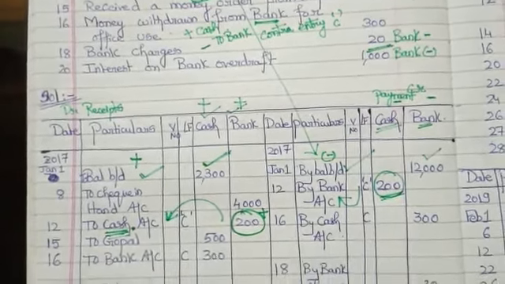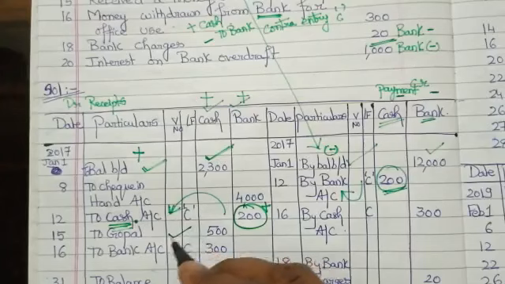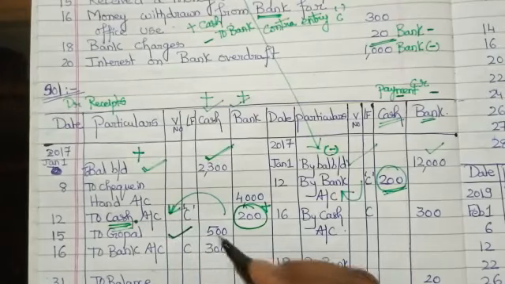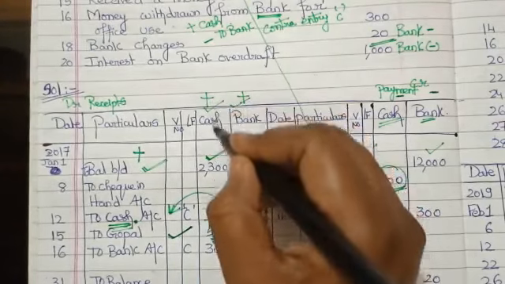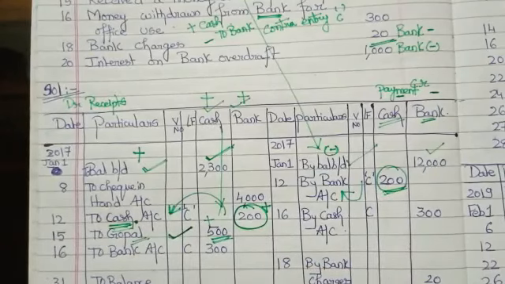Next is received a money order from Gopal. So now you received a money order from Gopal, so cash increases. Here you have written cash increase and you have to write the opposite account name, that is Gopal account.